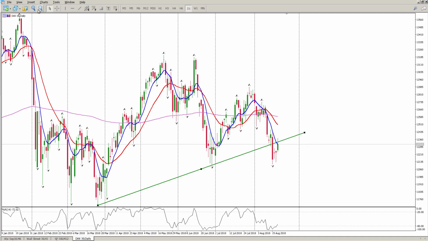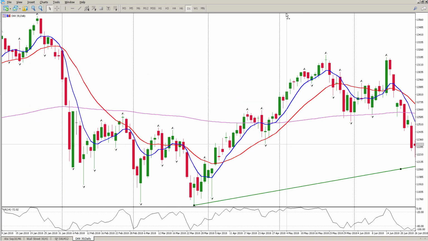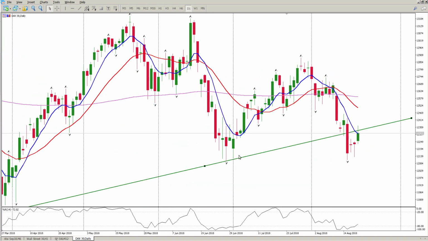Let me just zoom in a bit here. Okay, so that was the uptrend line. We broke through it, and we've now had a daily retest of that level. So that is the first scenario.